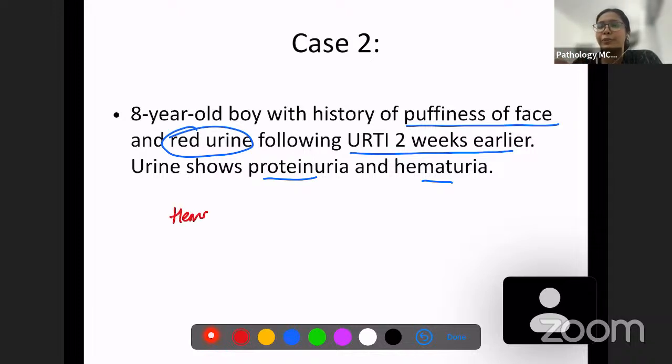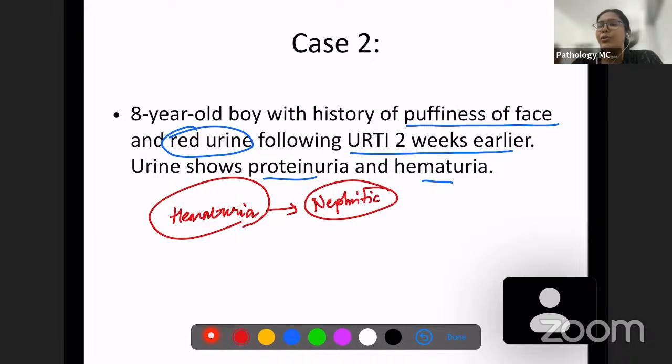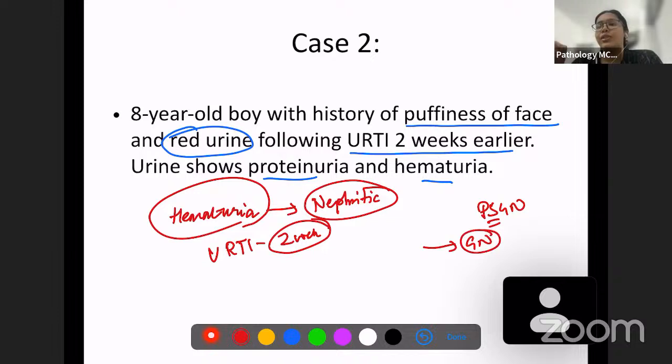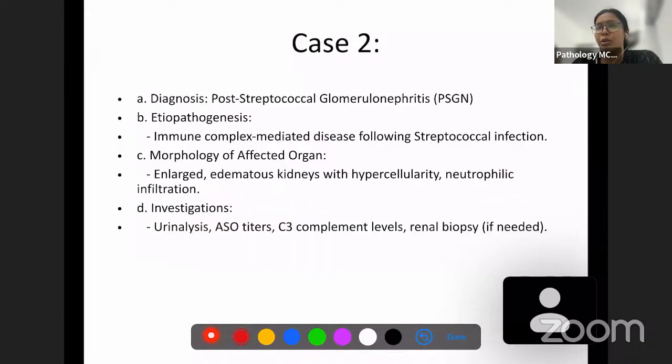The patient has hematuria. If the patient has hematuria, what kind of syndrome is this, nephritic or nephrotic? It is nephritic syndrome. And they have given a history of URTI 2 weeks earlier. What happens in post-streptococcal glomerulonephritis? After a URTI, which is usually caused by streptococcus, you're going to have glomerulonephritis. This is a very classic history of post-streptococcal glomerulonephritis. So you've made the diagnosis.